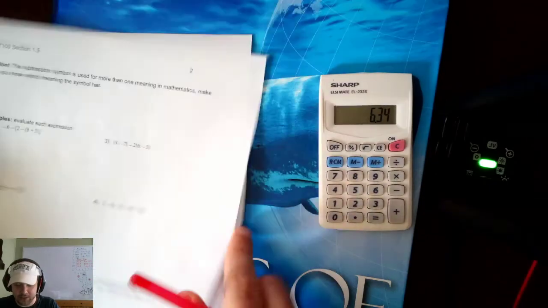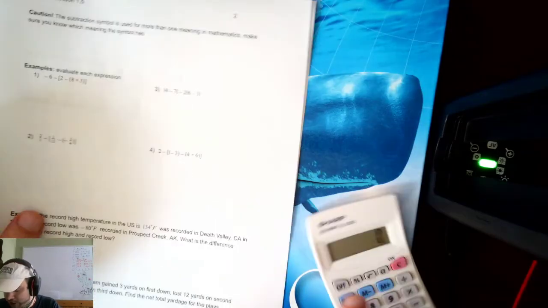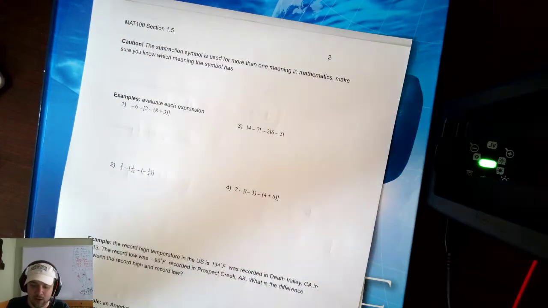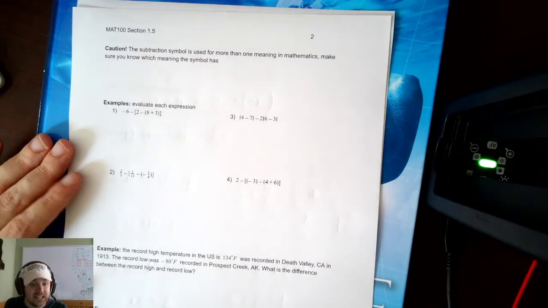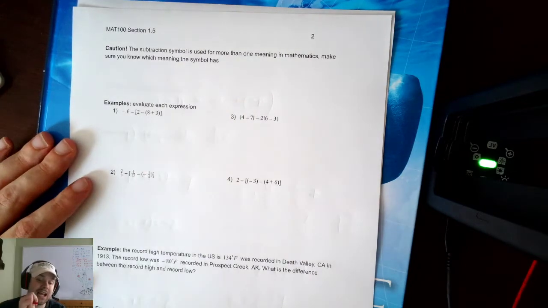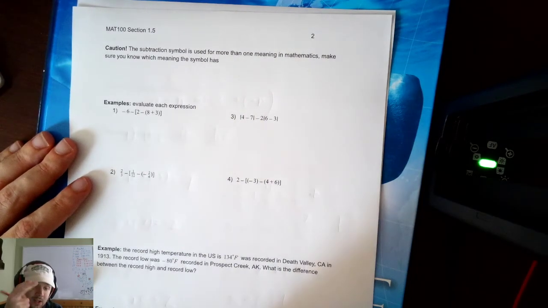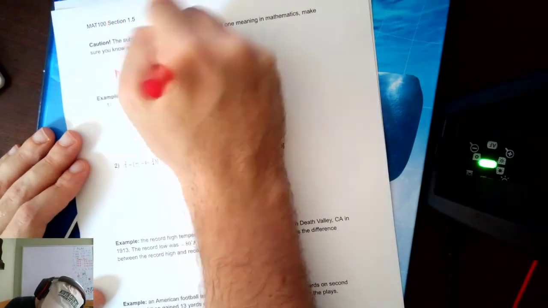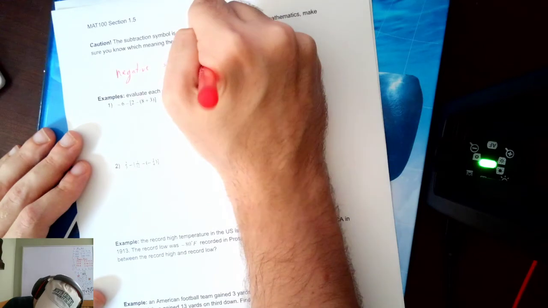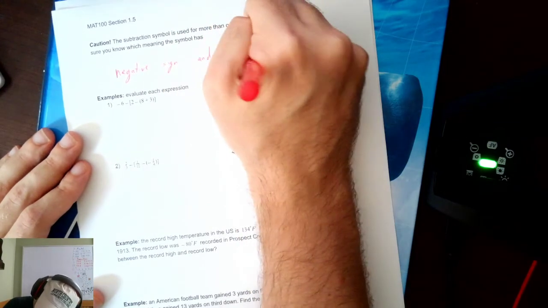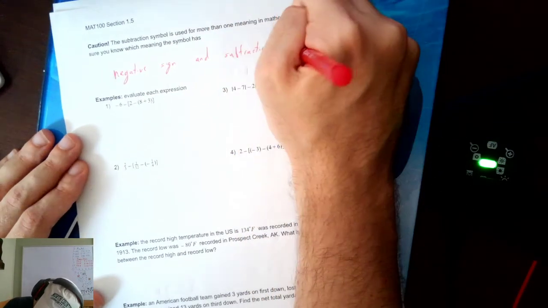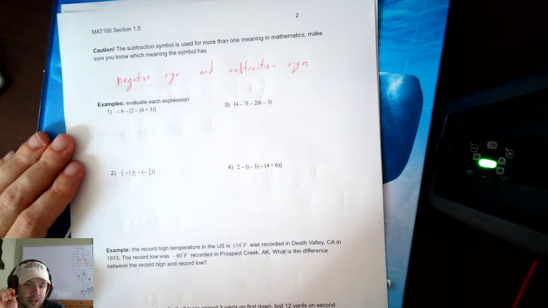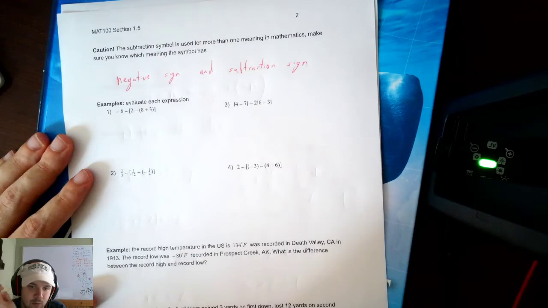Now, on the back page, we've got a bit of a caution first, and that has to do with the subtraction symbol having more than one meaning. Which meanings does it have? Well, we've seen it take on two different meanings, right? We've seen it take on the negative sign and the subtraction sign. And it's important to know which is which. You should be able to tell by looking at a problem which is which.